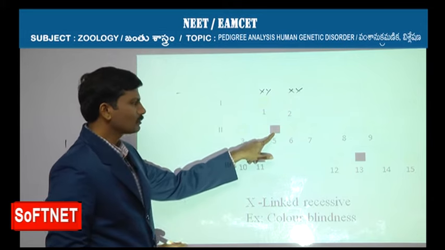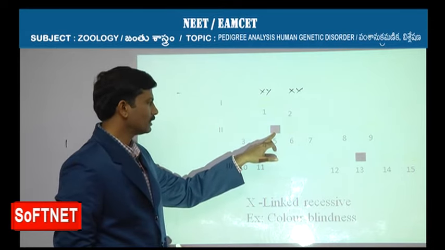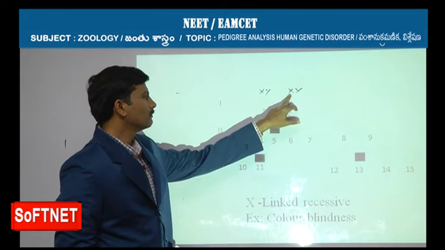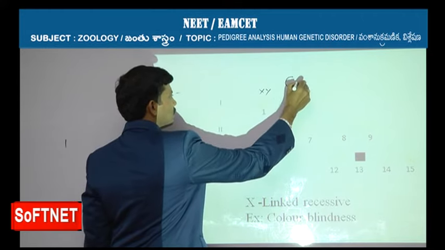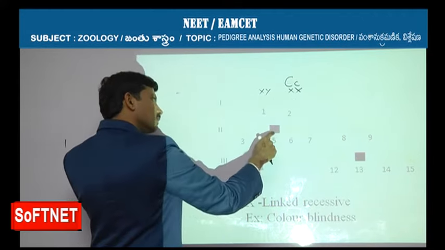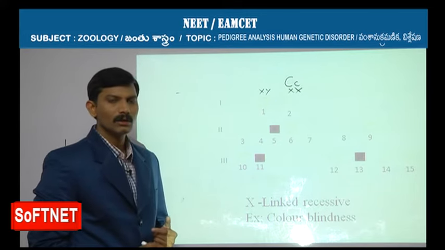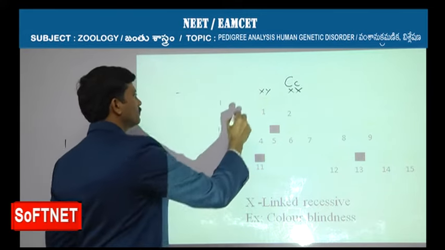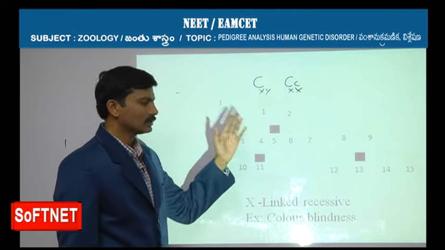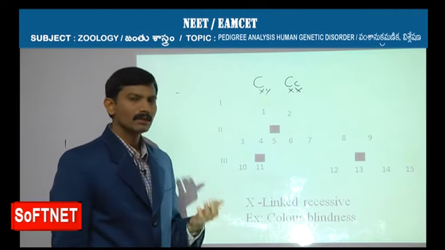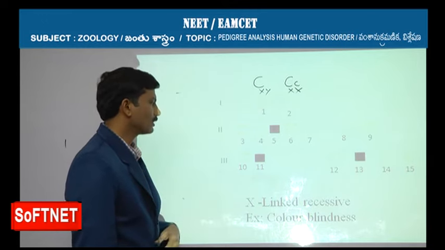One of the male progeny is affected, which means this male inherited the affected allele from the mother. That means the female parent is carrying that allele, for example capital C and small c. Because one allele is inherited by the female children, when it comes to the father, all the females remain unaffected, which means the father should be homozygous for color blindness. So the females can be either carriers or homozygous normal, or heterozygous carriers. And how do you predict that the female is actually a heterozygous carrier?